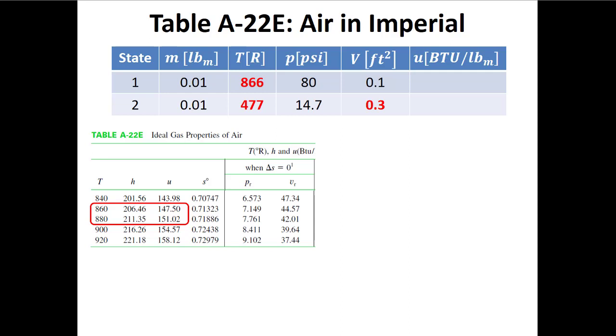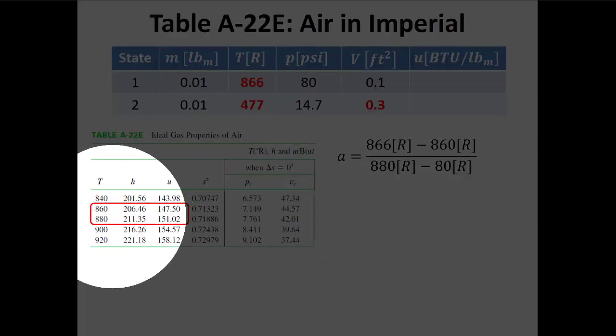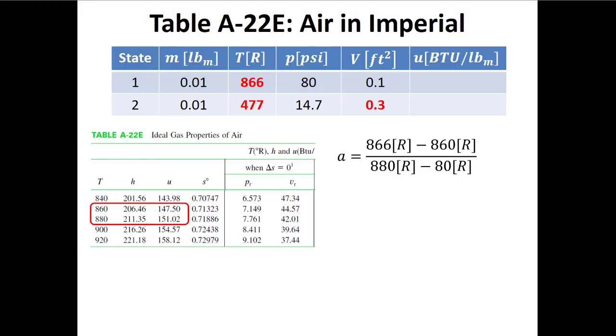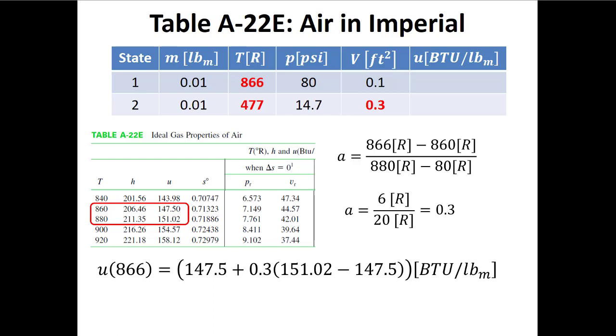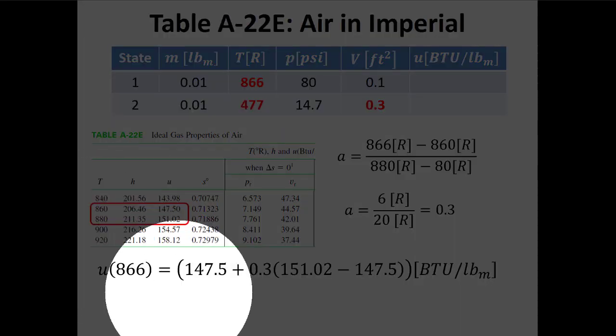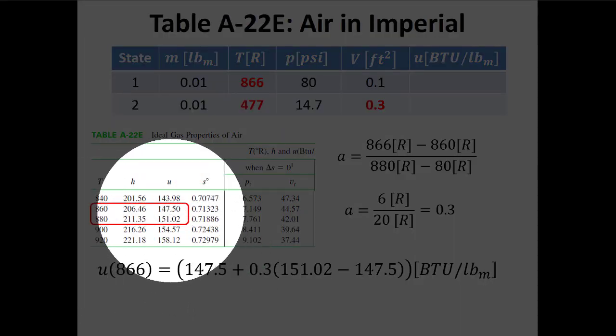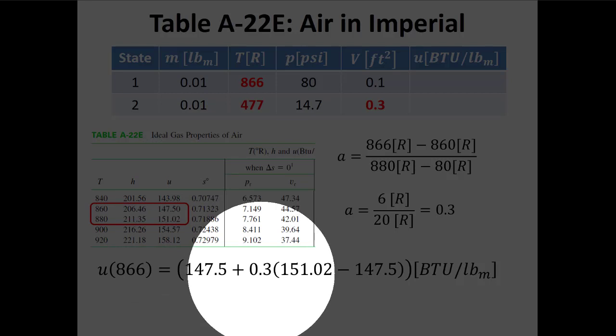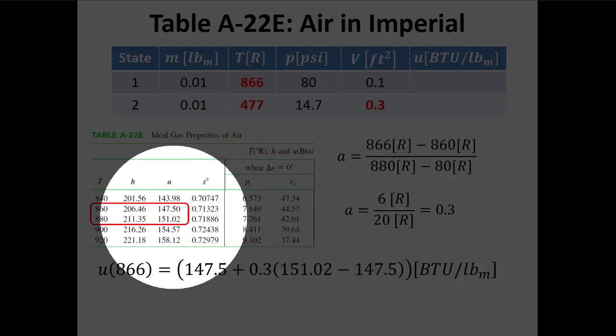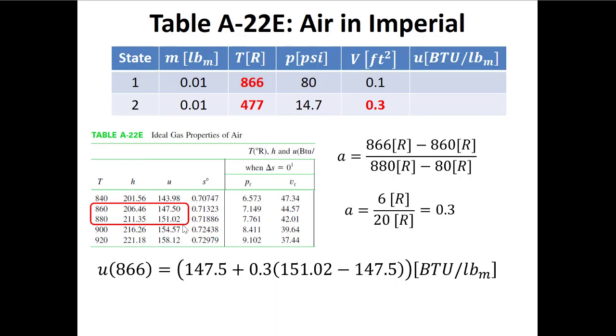So here, we know the temperature is 866 degrees. So I can interpolate on this table between 860 and 880 degrees. In this case, I get 6 divided by 20, or 0.3. I put that into my equation for linear interpolation, where I'm taking the minimum value, 147.5, plus my interpolation factor multiplied by the difference in these two numbers.